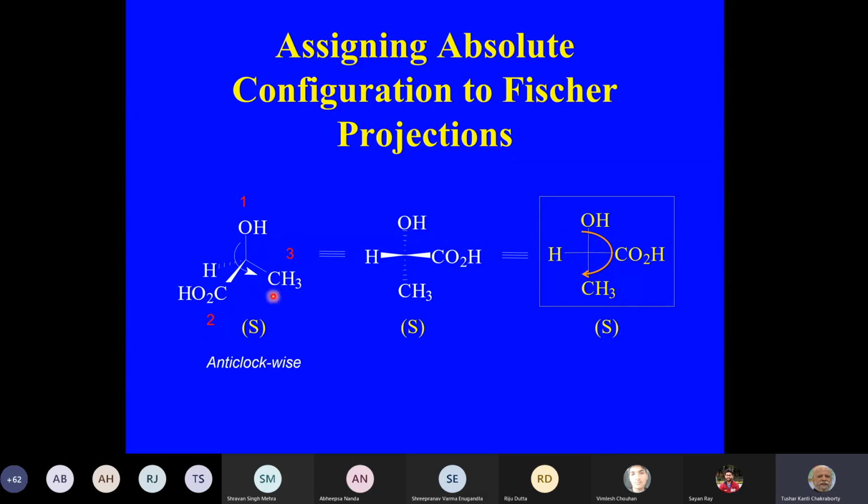Normally, in the three-dimensional form, if you go anti-clockwise, then it becomes S. With the lowest priority on your left-hand side, if you go like this, then you call it S. So clockwise is S. But don't get confused by this Fischer projection. It is better to draw the structure on the left-hand side as it is drawn. And whatever you do, you have to get a three-dimensionality feeling for this molecule when you assign the stereochemistry.